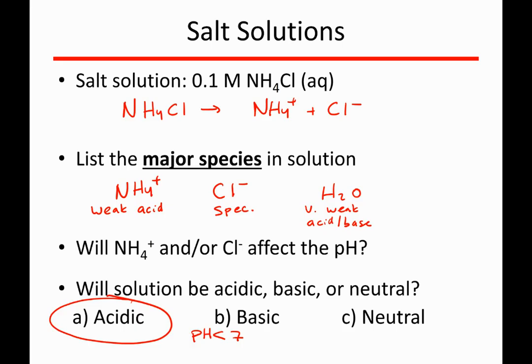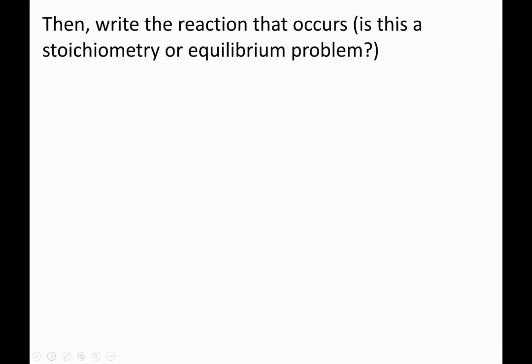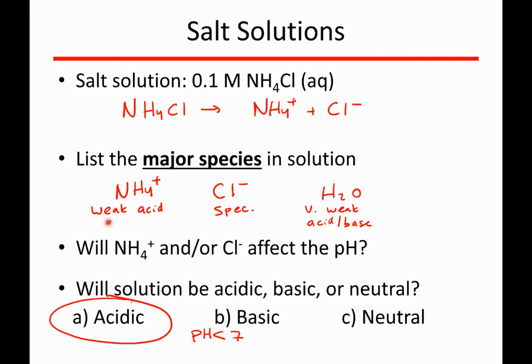Now, let's talk about how we would actually calculate this pH. To calculate the pH, we'll need to take a look at the list of major species and then write a chemical reaction that can occur. And to write the reaction, we're going to look at the list of major species and try to react acids with bases. So let's go back and look at that list. What we see in this list is NH4+ as a weak acid, right? Cl- is a spectator, so that's not going to be part of the reaction at all. Therefore, the NH4+ has to react with water.